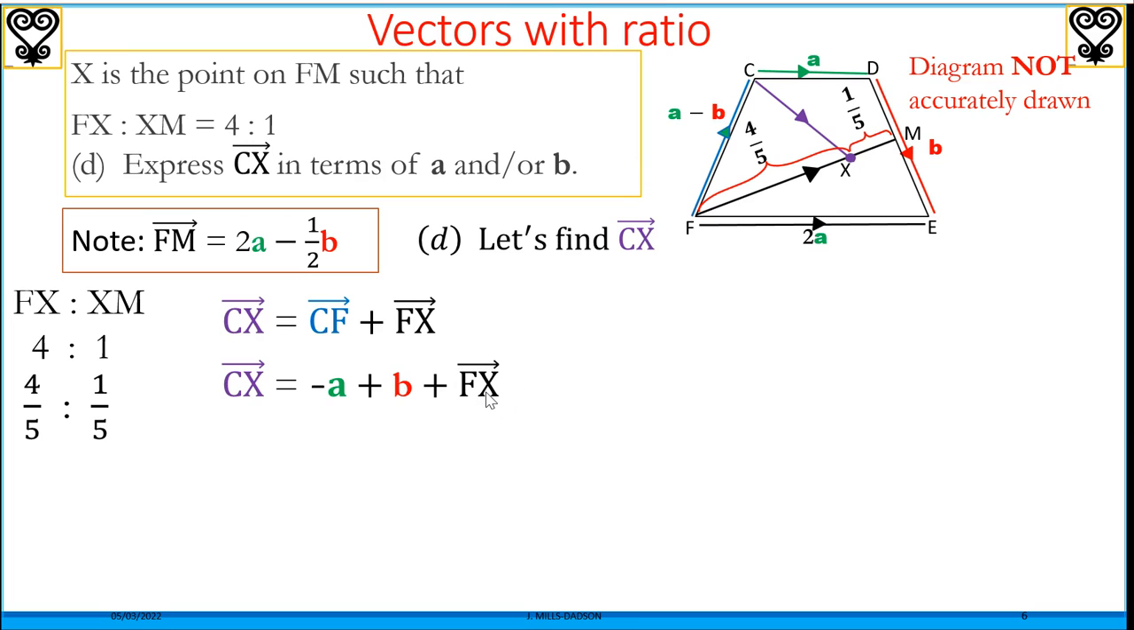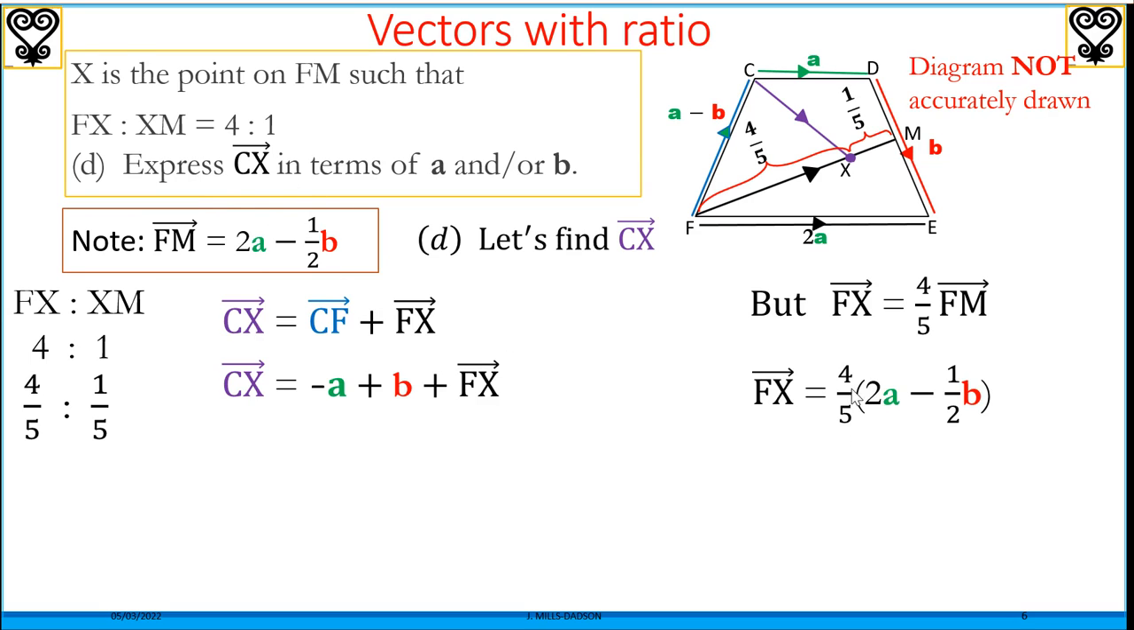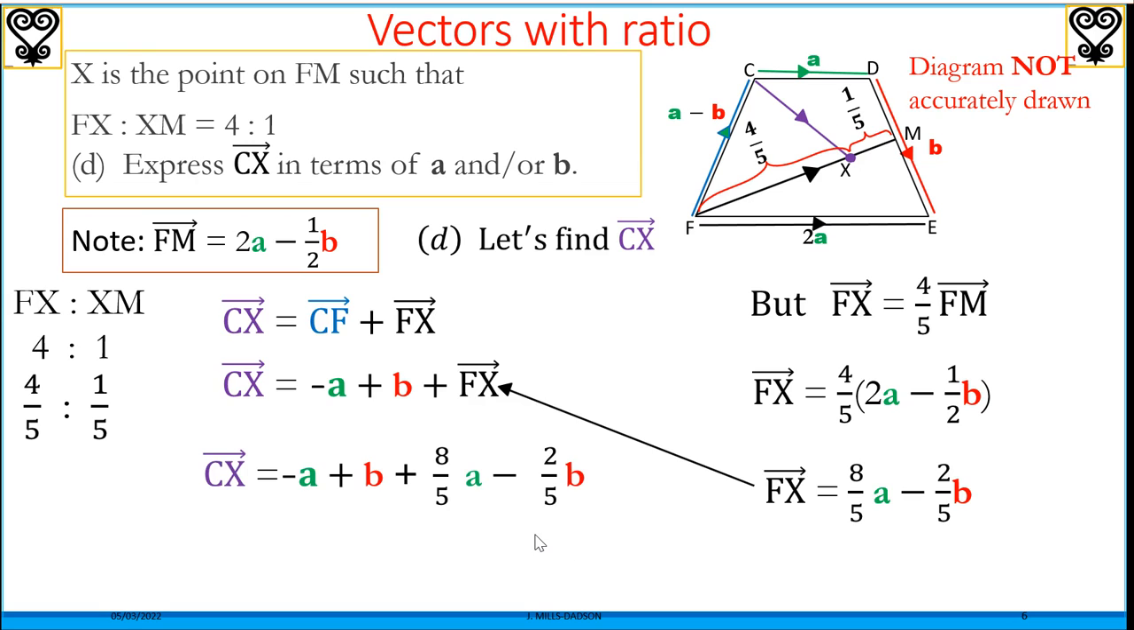Then I'm going to add FX. So I'm going to work out FX separately. I know FX is 4/5 of FM. FM is given to me. I've worked it already. So if I expand the bracket, you got to be very careful here. So this becomes 8/5A minus 4/10. 4/10 is simplified as 2/5. Always write your answer in simplest form. So replacing vector FX with this expression, this is what I will have. Then I have to just simplify.